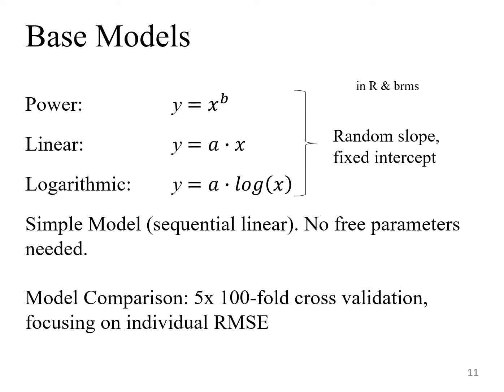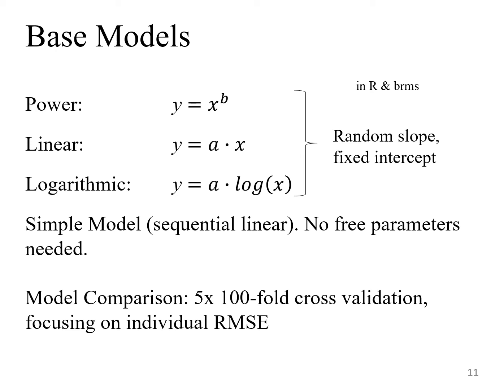All of these models were fitted to the data in R using BRMS, using a fixed intercept at 0 to avoid predictions falling off the left end of the scale, and with participant random slopes, allowing for participants to have different levels of compression and accounting for repeated measures. Finally, the simple model is sequential linear and does not have any free parameters.